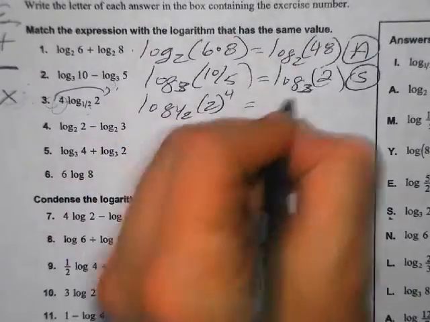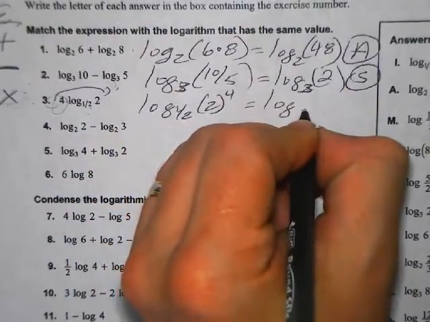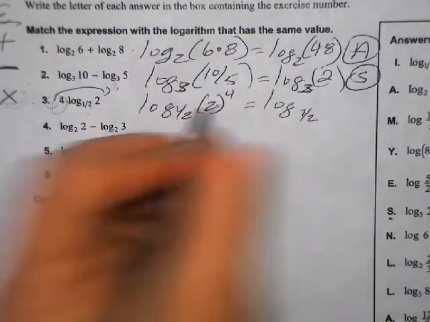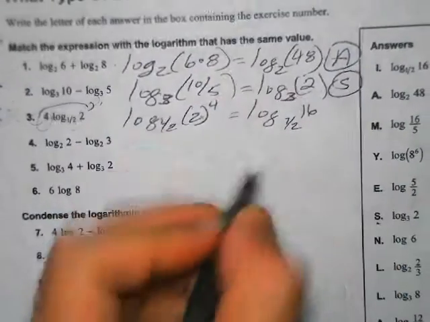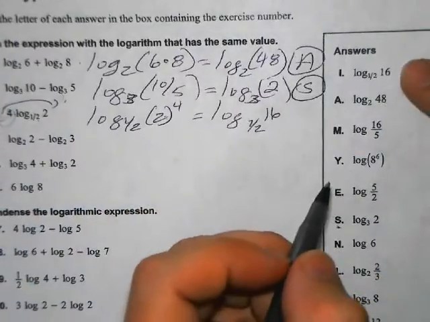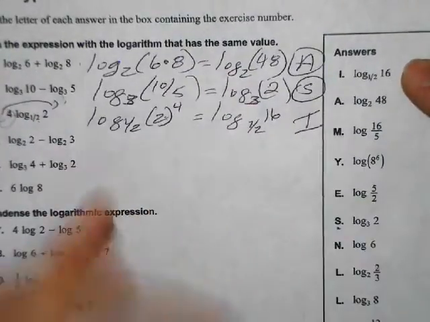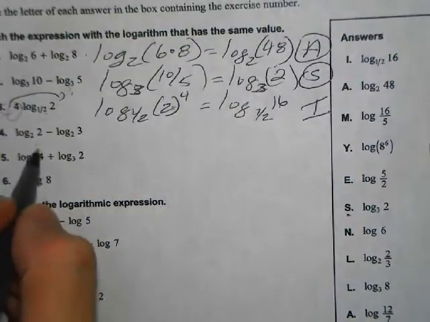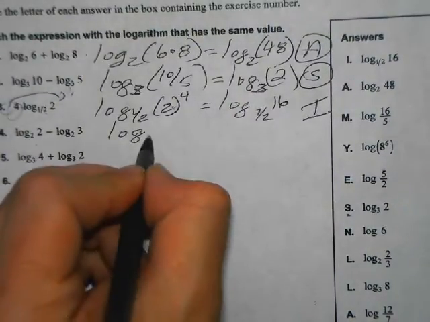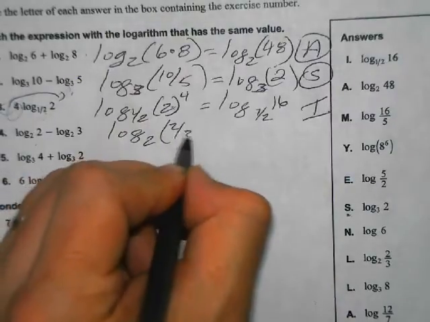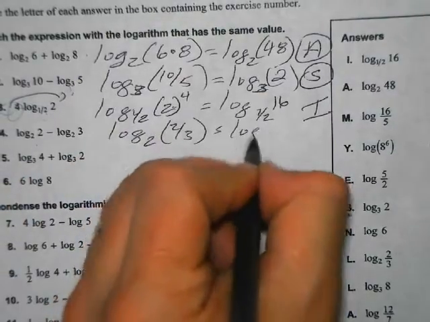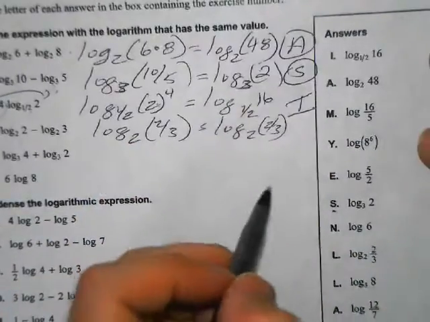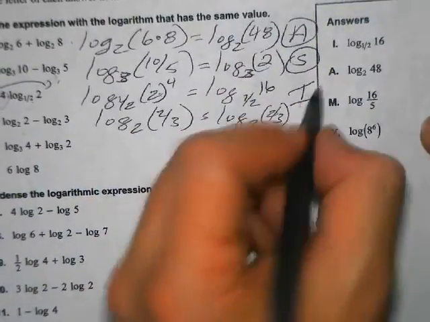And that's going to simplify for me to log of 1/2. 2 to the power of 4 is 16. And this matches over here with letter I. Okay. The next one up again, subtraction means division. So this will be log in base 2 of 2 divided by 3. And this gives me log in base 2 of 2/3. There's really nothing more to simplify here, and that's going to match L.